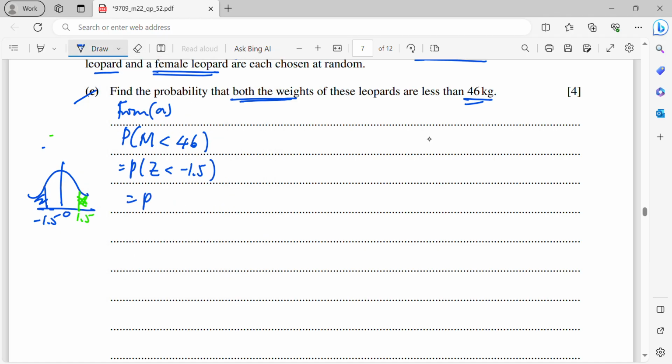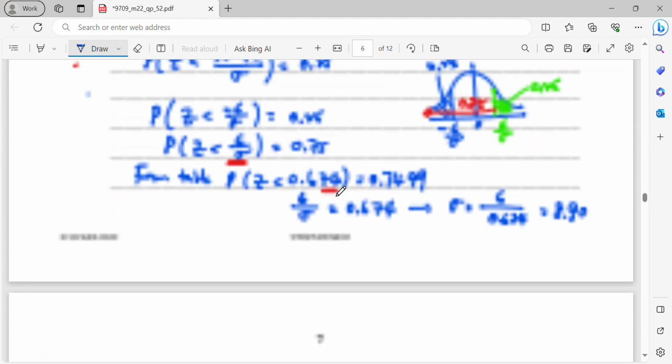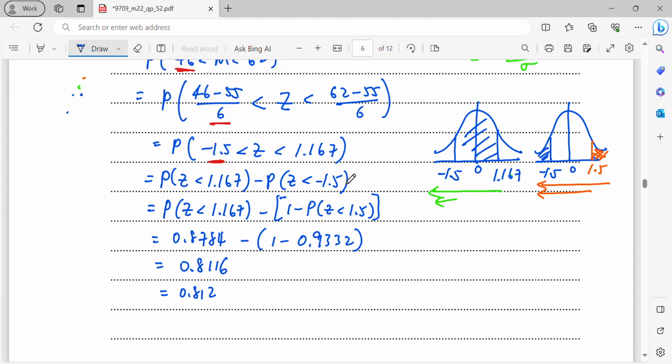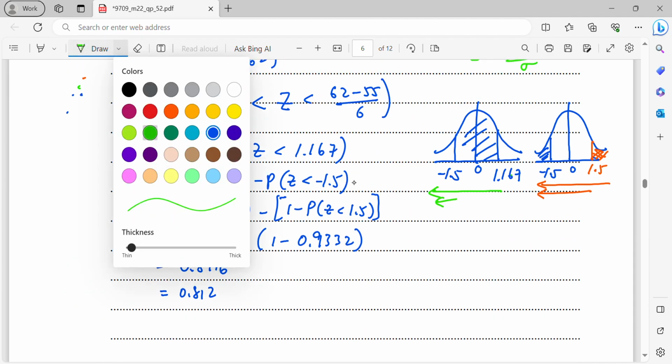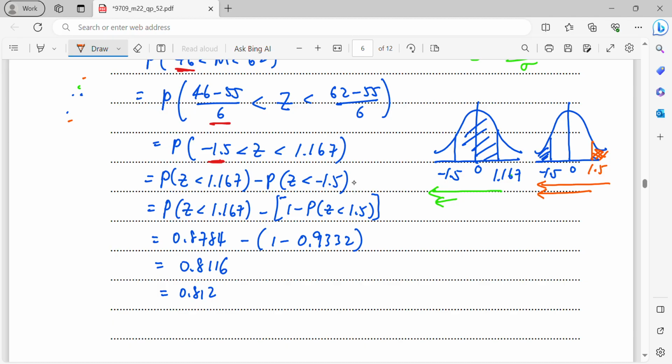So that means this is the same as P(Z) more than 1.5. The 1.5 is basically 1 minus this, so 1 minus P(Z) less than 1.5. And this probability of Z less than 1.5 was already found in the previous part, which is here. So I will just take this value, 1 minus 0.9332.